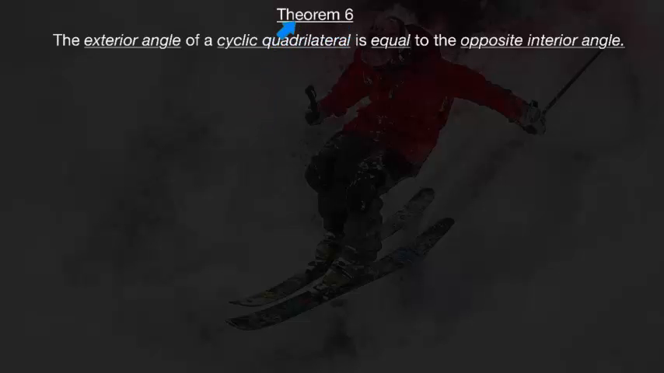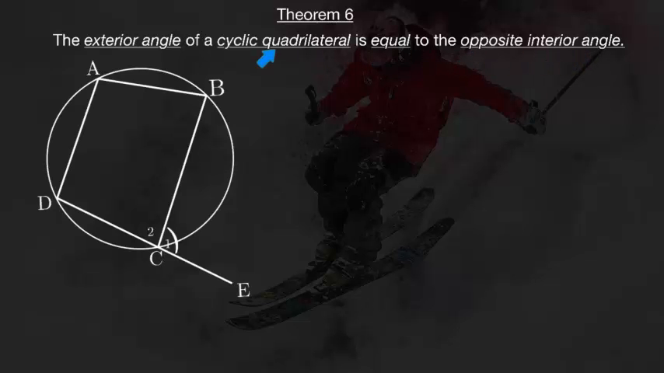In today's lesson, we'll be looking at Theorem 6. Now, Theorem 6 teaches us that the exterior angle of a cyclic quadrilateral is equal to the opposite interior angle. Now, let's go and have a look at what it means.